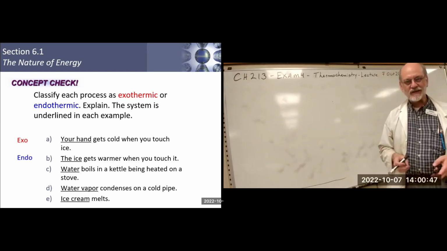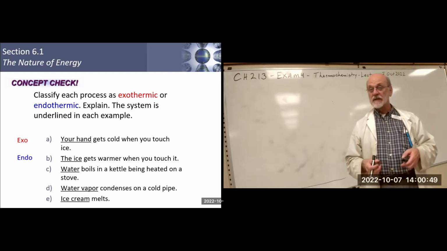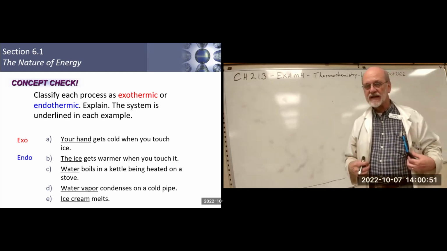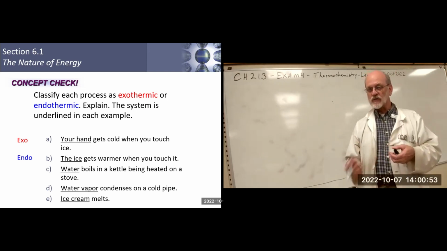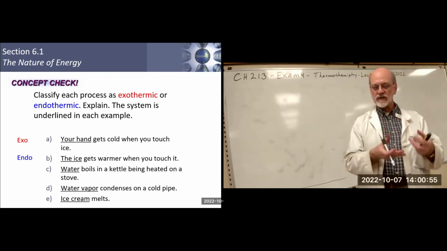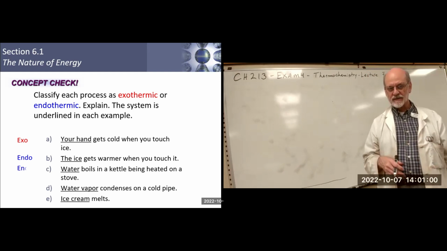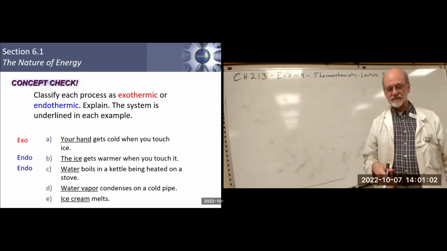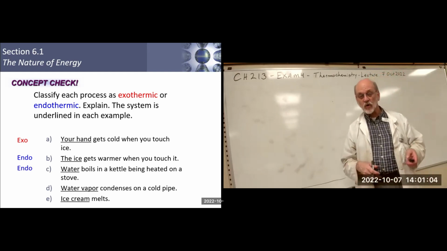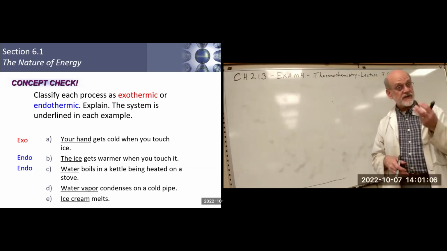Water boils in a kettle, right? So the heat is being supplied by the stove. The stove is the surroundings. The water in the kettle is the system, and it's endothermic. We're putting heat into it. Water vapor condenses on a cold pipe. Water vapor is the system in this case.